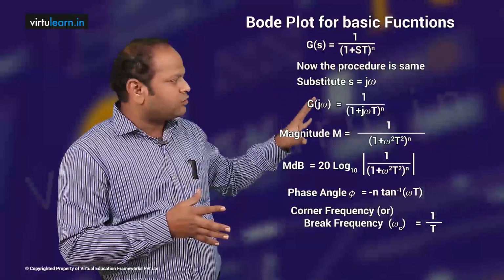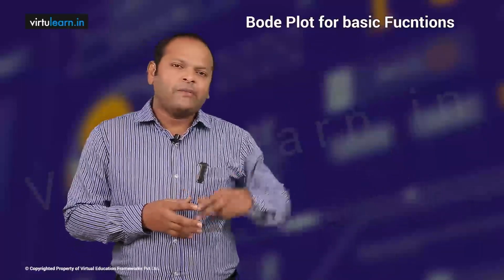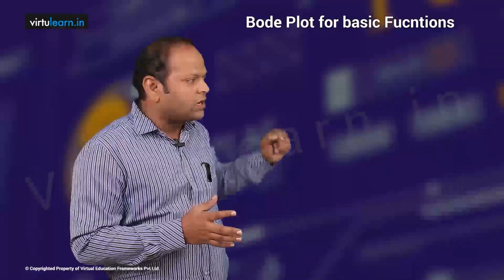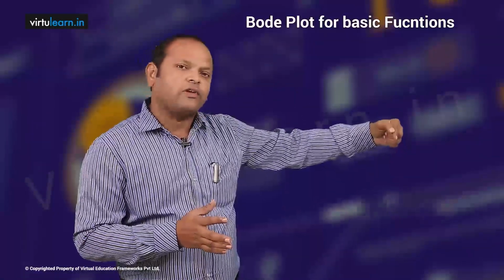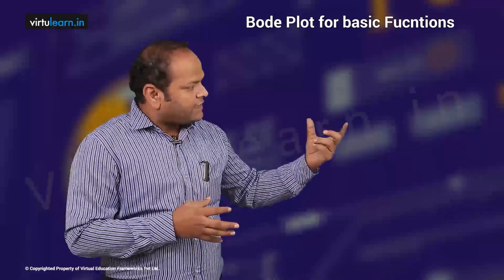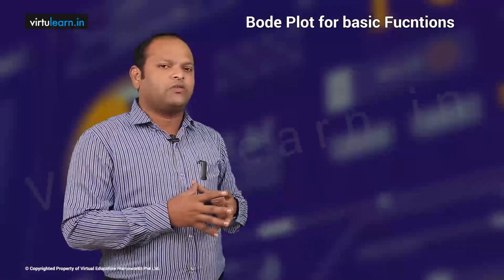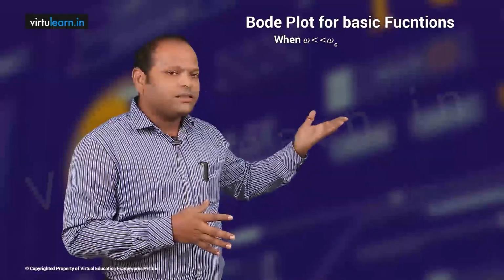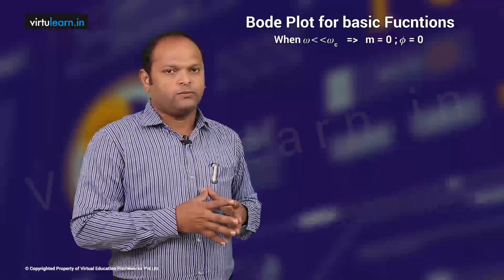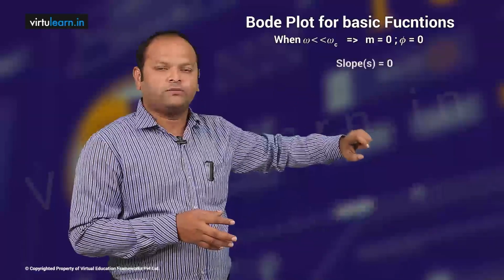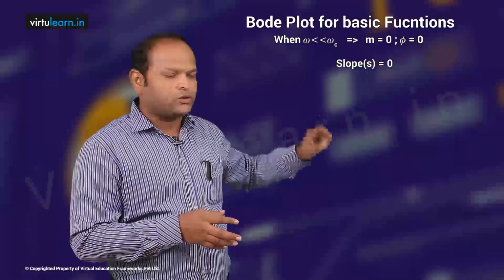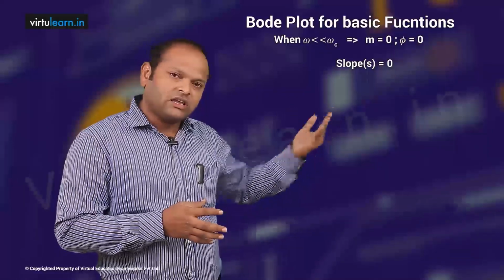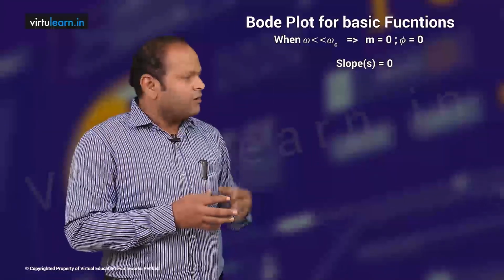But when you concentrate on the magnitude plot, let us see how it changes. I am taking two cases: the frequency from the lowest frequency to the corner frequency, and from the corner frequency to the highest frequency. When the frequency is much lesser than the corner frequency, that means omega is far less than omega c, the magnitude is 0, the slope is 0, and the phase angle is also 0. These are the three results we get when the frequency is far below the corner frequency.